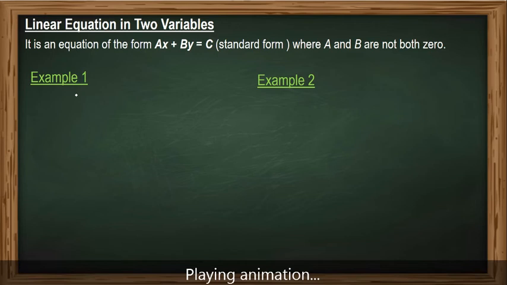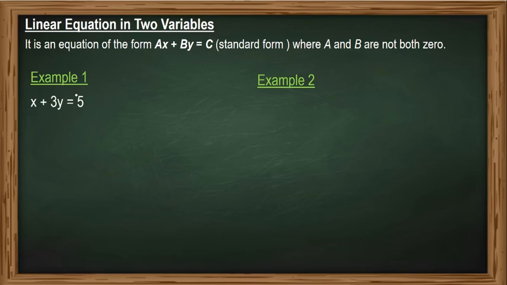Say for example, we have x plus 3y equals 5. Let us identify a, b, and c. What is the value of a, or what is the coefficient of x here? Now, whenever you cannot see any number beside a variable, it is understood to be 1. So our a here is 1. How about b? b is equal to 3 and c is equal to 5.